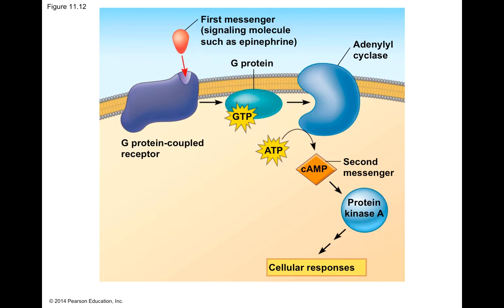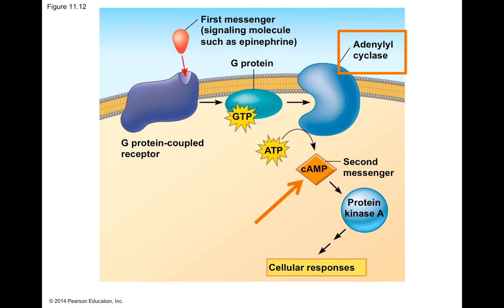Work with the epinephrine pathway uncovered an increase in a cytosolic compound called cyclic AMP, or cAMP. We now know that cAMP is a widely used second messenger in many pathways. Starting with ATP, cAMP is produced by an enzyme called adenylyl cyclase.